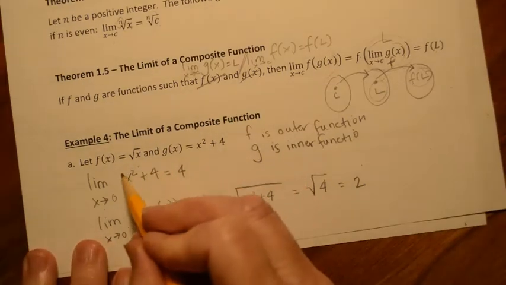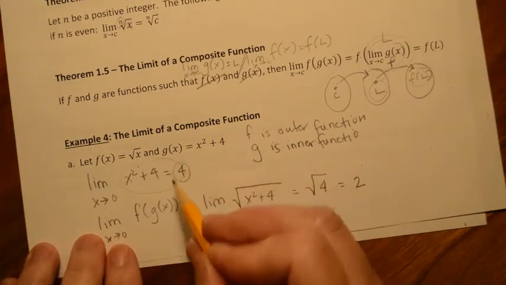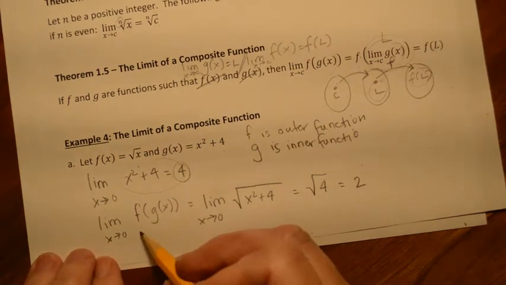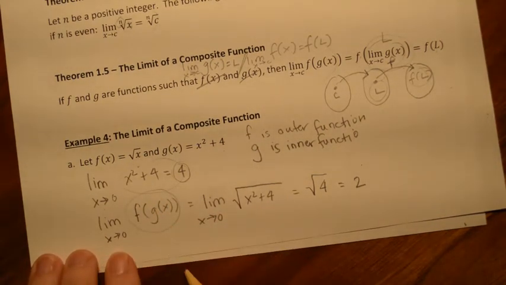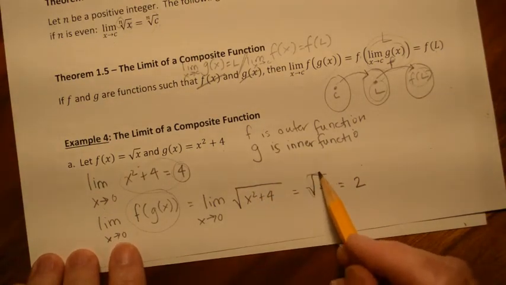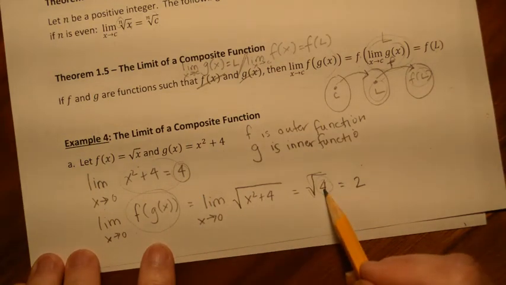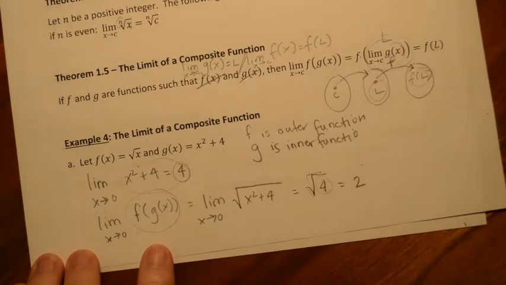All right, so if we know what the inner function is, when we take the limit as x approaches 0, we would say that it's 4. And then when we take the limit of the composition of the function, again, it's just like taking the outer function, that square root, and just putting the value that we got for the inner function inside of it. And so we end up getting 2.